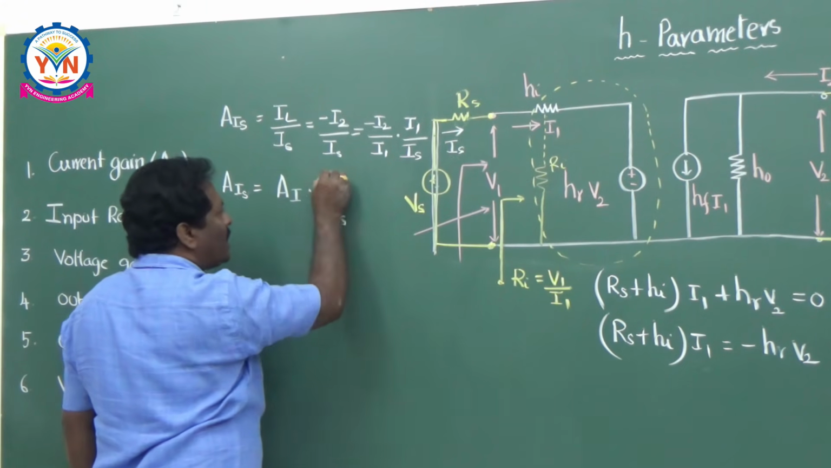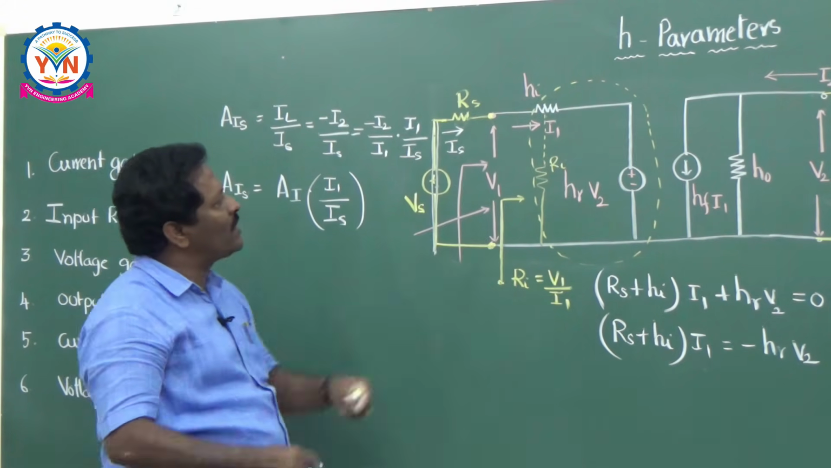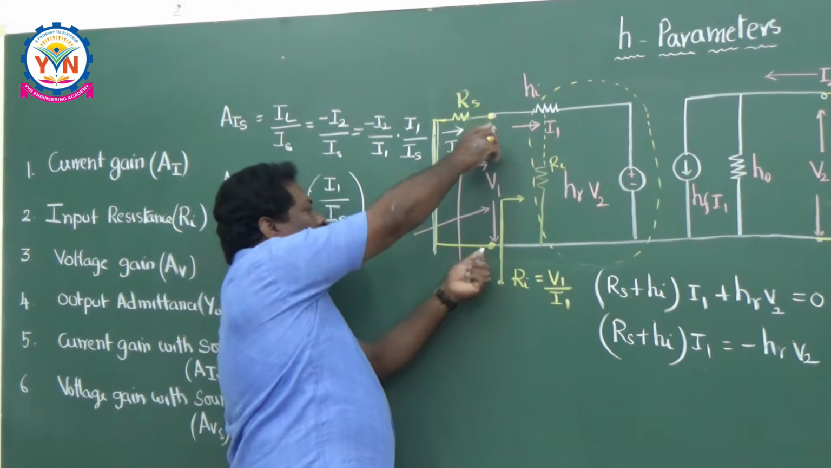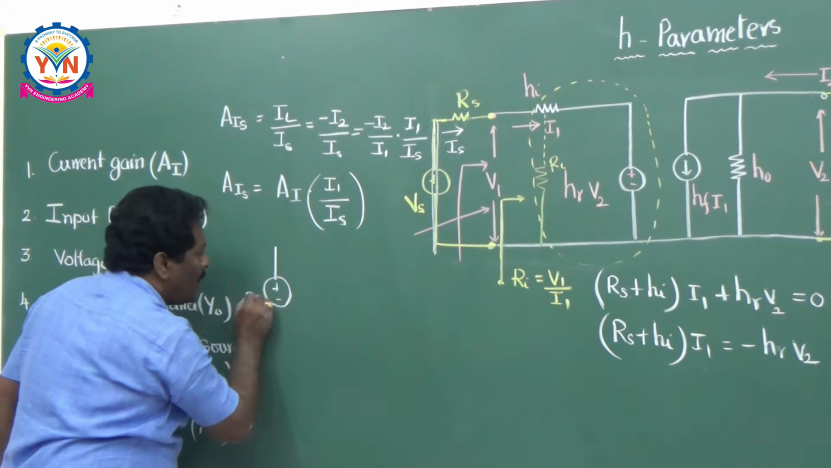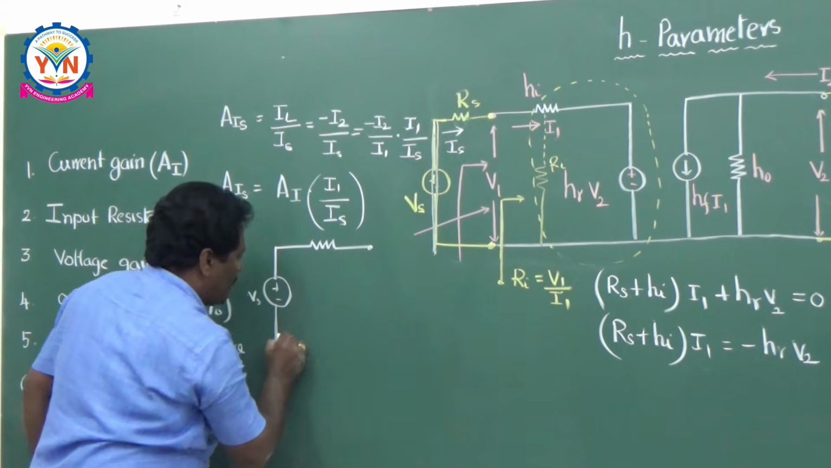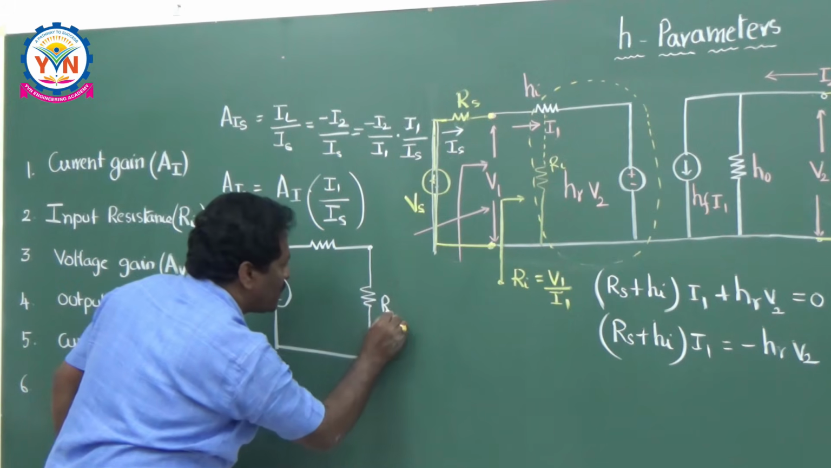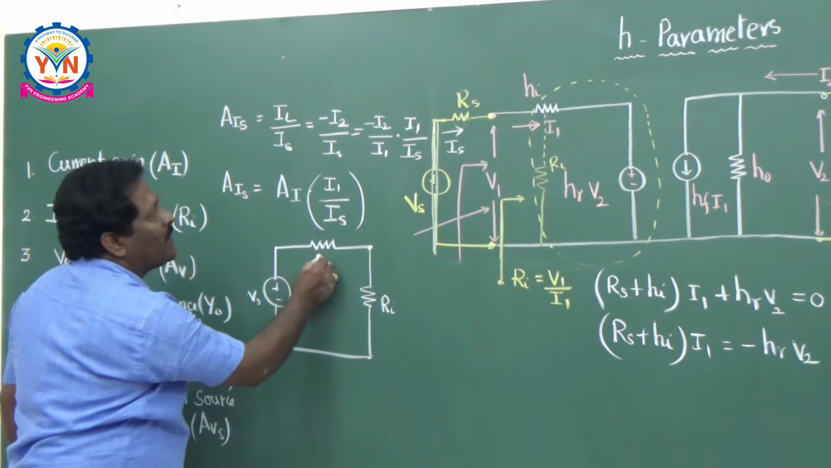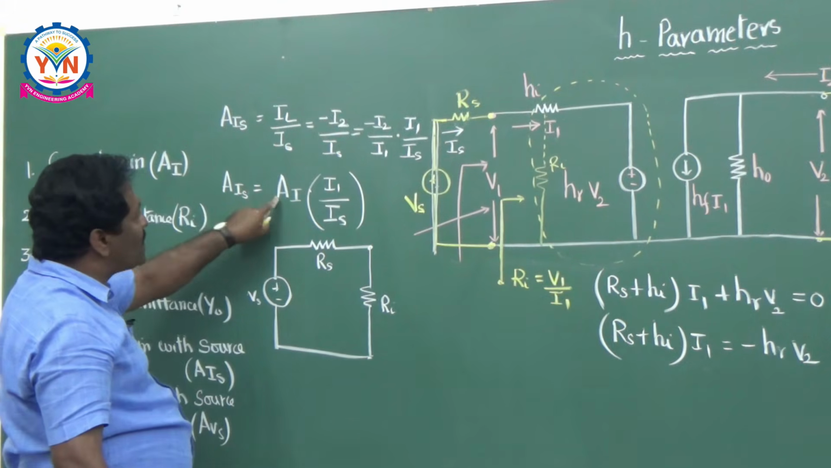Now I have to calculate this I1 by IS from this network. If you take this network, this entire thing will be represented by the input resistance from these two terminals. So I can draw a circuit here. This is Vs, the series resistance is Rs, and the network is totally represented by Ri, the input resistance. This is a Thevenin representation, but I want to go for the current gain.